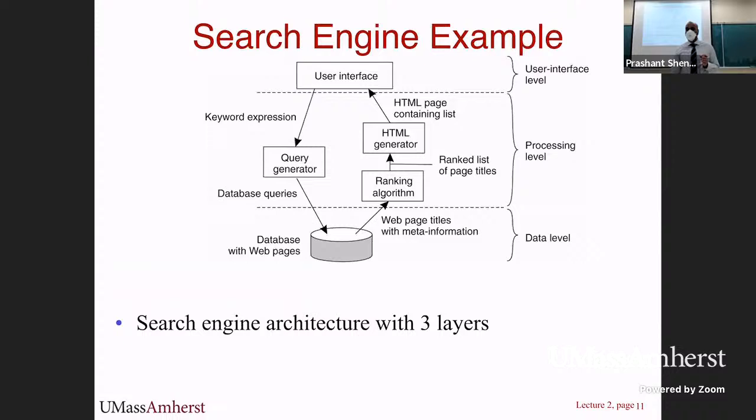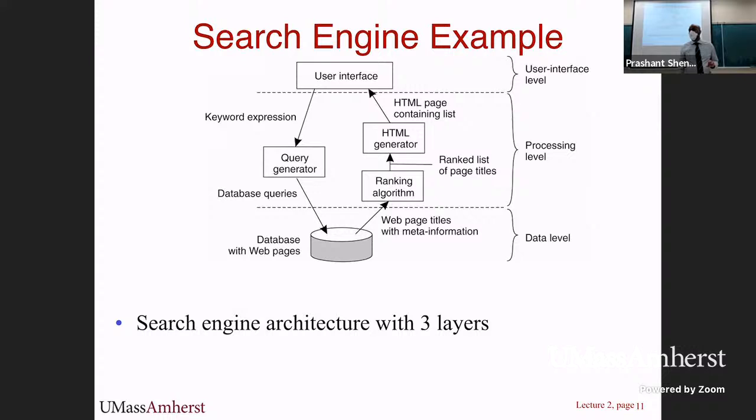So let's start with a simple example of these three layers: a trivial example of a search engine. The user interface layer is at the top. Typically that's a search box that you provide to a user, a very simple browser-based search box. When you type in some keywords and hit submit or search, that goes over as a message to the processing level tier, shown in the middle. It has a variety of functions.